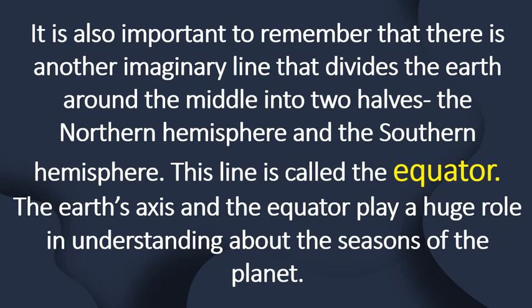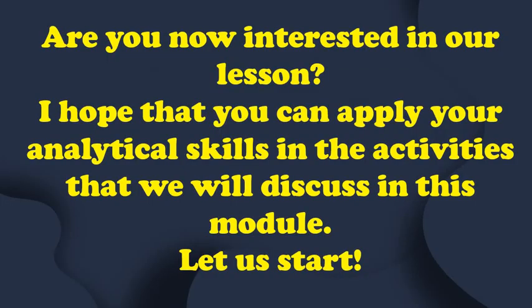It is also important to remember that there is another imaginary line that divides the Earth around the middle into two halves, the Northern Hemisphere and the Southern Hemisphere. And this line is called the equator. The Earth's axis and the equator play a huge role in understanding about the seasons of the planet. Are you now interested in our lesson? I hope that you can apply your analytical skills in the activities that we will discuss in this module.